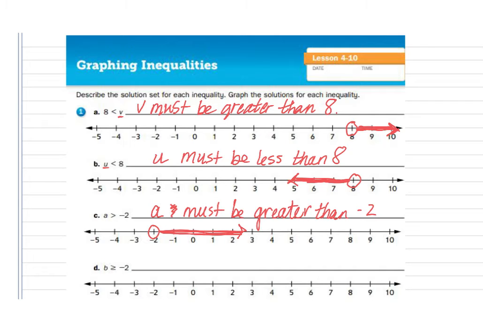And letter D, B must be on the greater than side, but it also has that equal to sign underneath. So B is greater than or equal to -2. So I'm going to start at -2. I know I have all the greater thans, so that's pretty easy to do. But since it has that equal to sign, I know that that also means including the -2. And that's why we shade it in to say you could also have -2, and it would work.